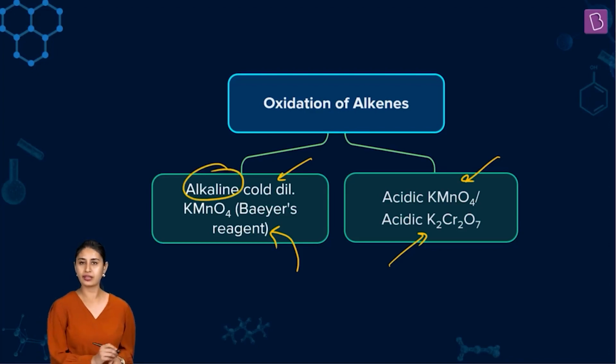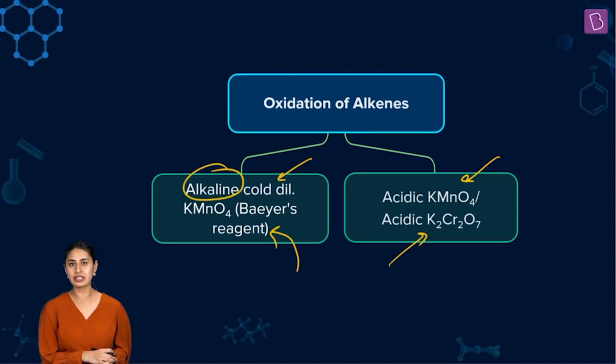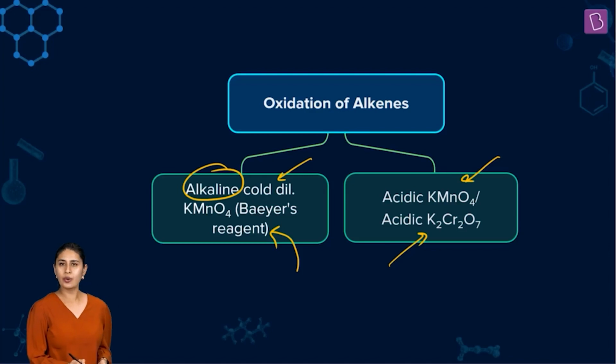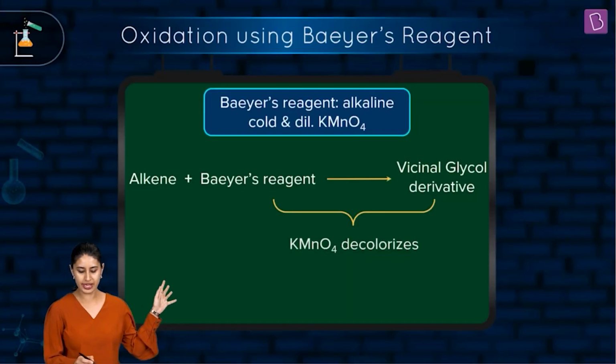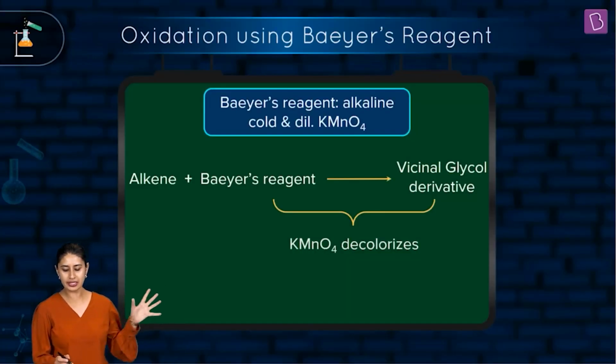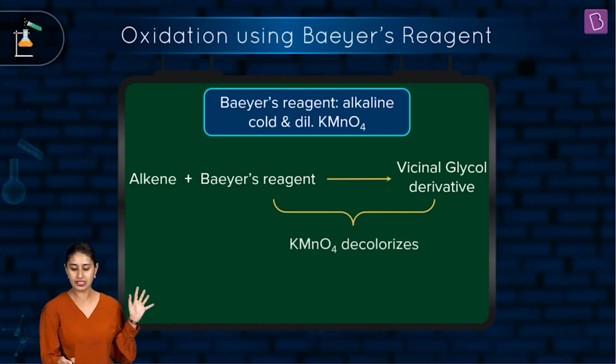It has to be alkaline, right? pH has to be greater than 7. Well, let's do one thing. Let's see both the reactions one by one. The first one is with Bayer's reagent. A simple reaction is happening. Please check. Alkenes add Bayer's reagent, and you get vicinal glycol derivatives.